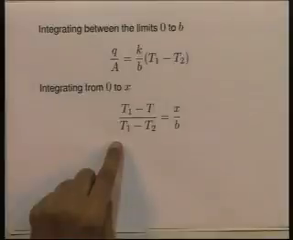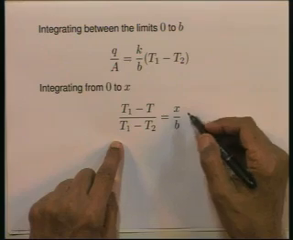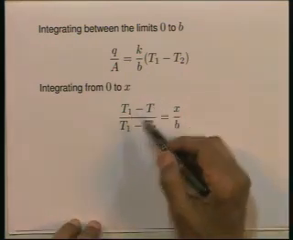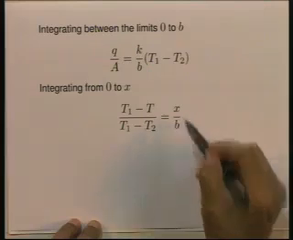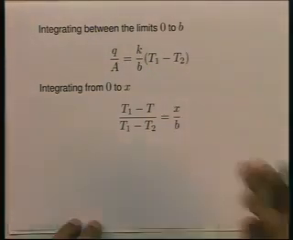If I want the temperature distribution, we integrate the same earlier expression, but from 0 to x for x and from T1 to T for the variable T. And we will get the second expression which I have shown here, that for the temperature distribution, namely T1 minus T upon T1 minus T2 is equal to x by b, which is just a straight line, simply saying the temperature will vary in a straight line across the slab.